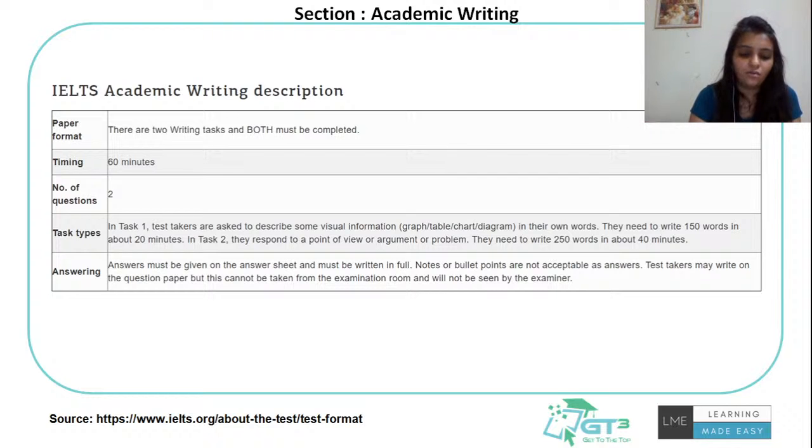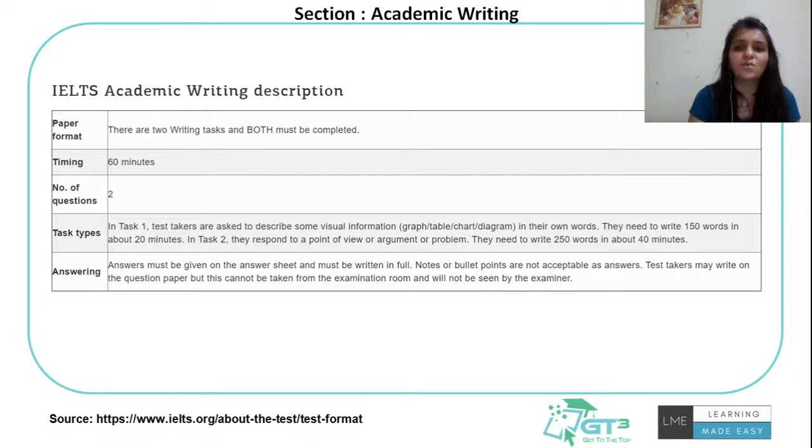Okay, now the academic writing. What is the academic writing and how does it work? There are 2 tasks, that is 2 questions given to you: task 1 and task 2. You have to complete both in 1 hour. Both the tasks should be completed in 1 hour, that is writing task 1 and writing task 2.